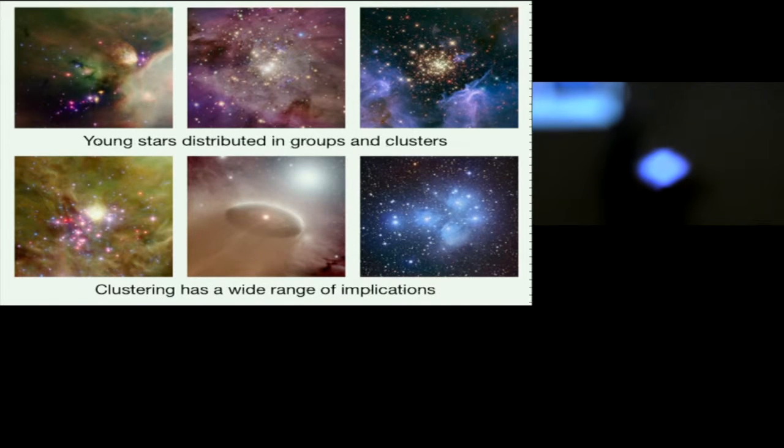You've got tens or hundreds of O-type stars in this environment and weird exotic things forming as those stars come to the ends of their lives. And those high stellar densities are also going to play a role in the star formation process. In fact, there is a wide range of implications for clustering in terms of how we understand star formation.